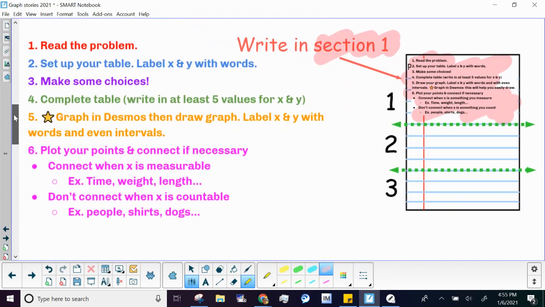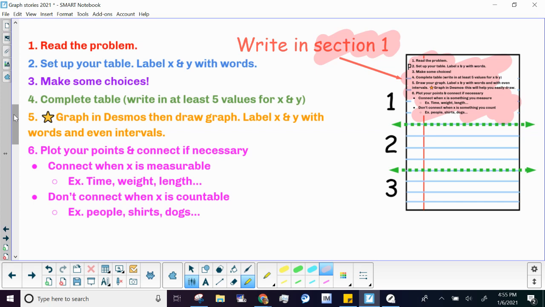So in section 1, we are going to write the steps to do our graphing stories problem. I'm going to read out the steps and talk to you about it, and then you can pause the video and take those notes. So step 1 is to read the problem. When you were doing the bridge problem yesterday, we read the problem first. Ms. Castro read it to you.